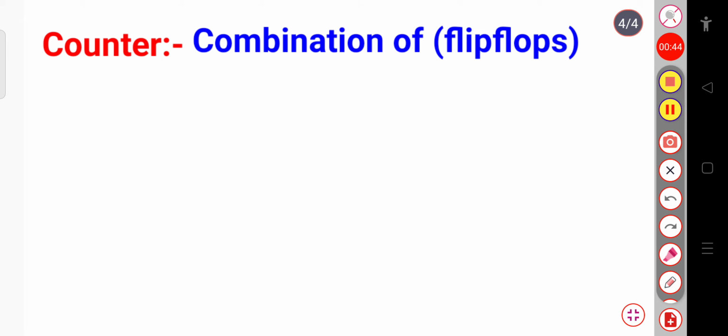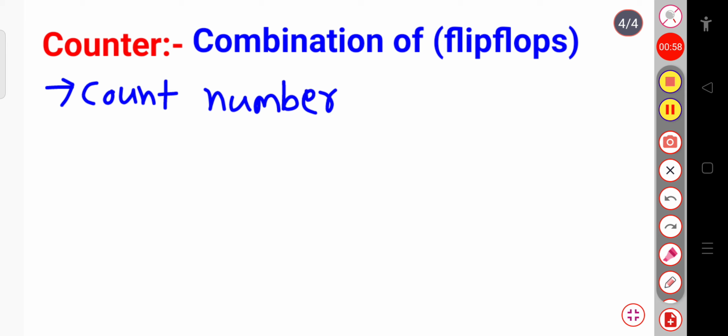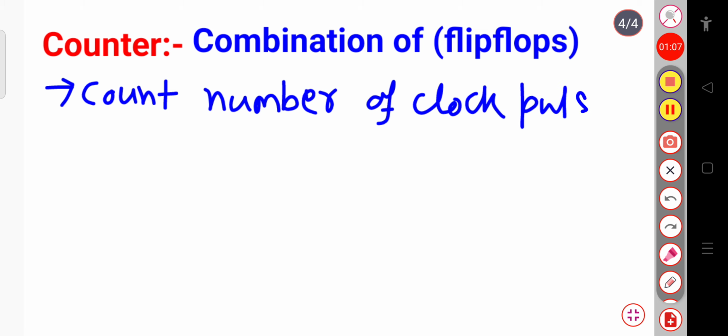So, what is the function of the counter? It will count the number of clock pulses. I think you know what a clock pulse is, that is given to the flip-flop. I'll discuss it. Number of clock pulses.